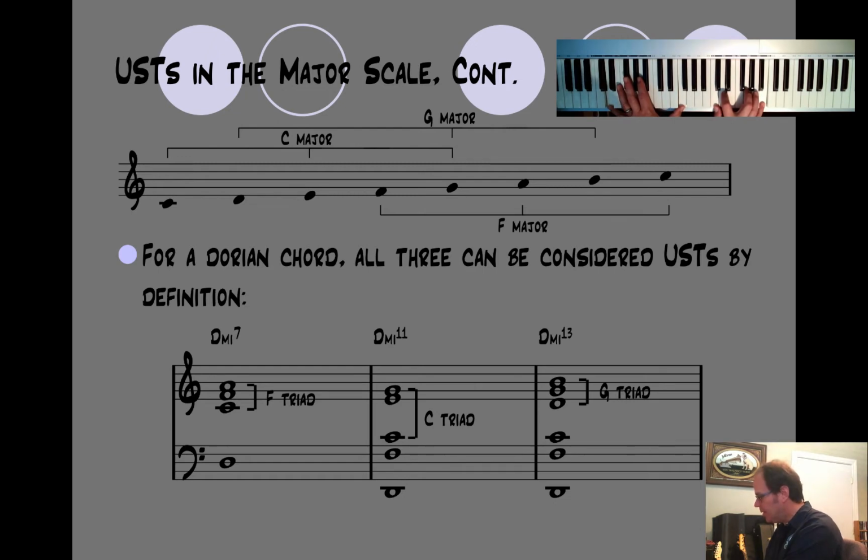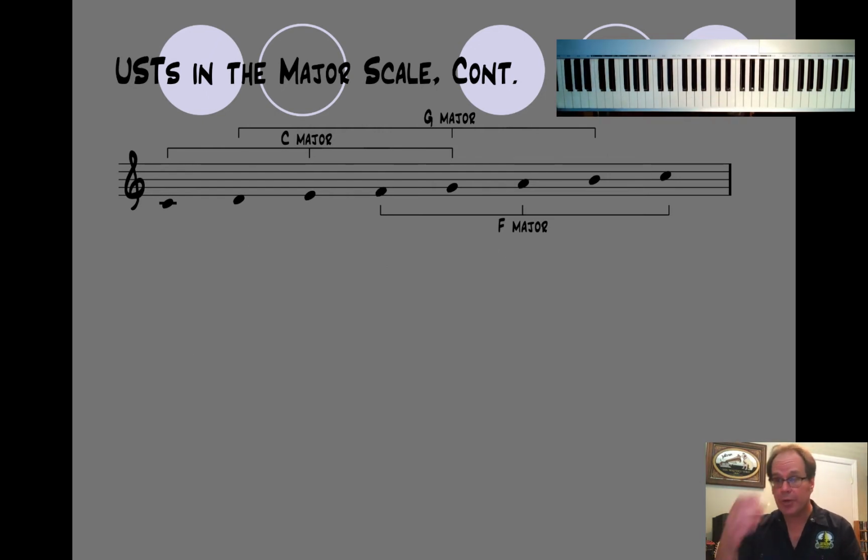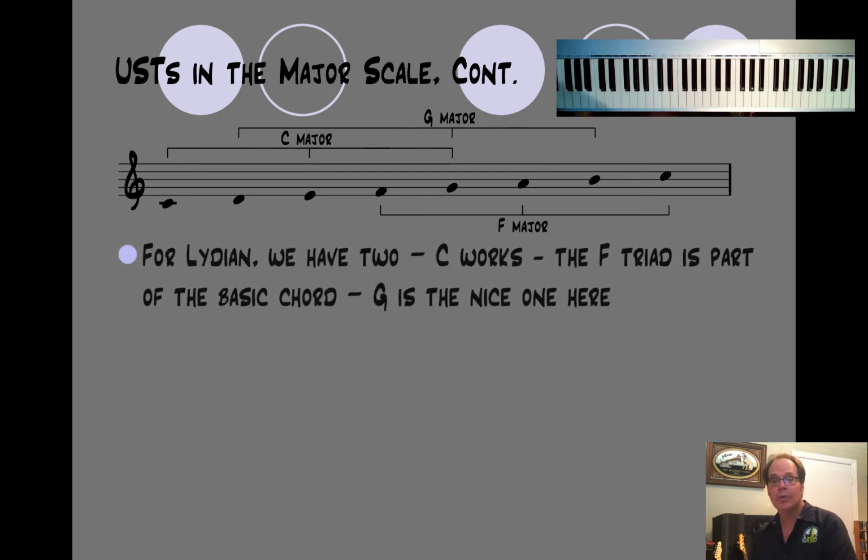That's where that "so what" sound comes from. Right. So they're very pretty. They can be very pretty harmonically, these upper structure triads. So in Lydian, actually two are going to work, right? F is not going to work in the Lydian scale because that's going to be our basic triad.